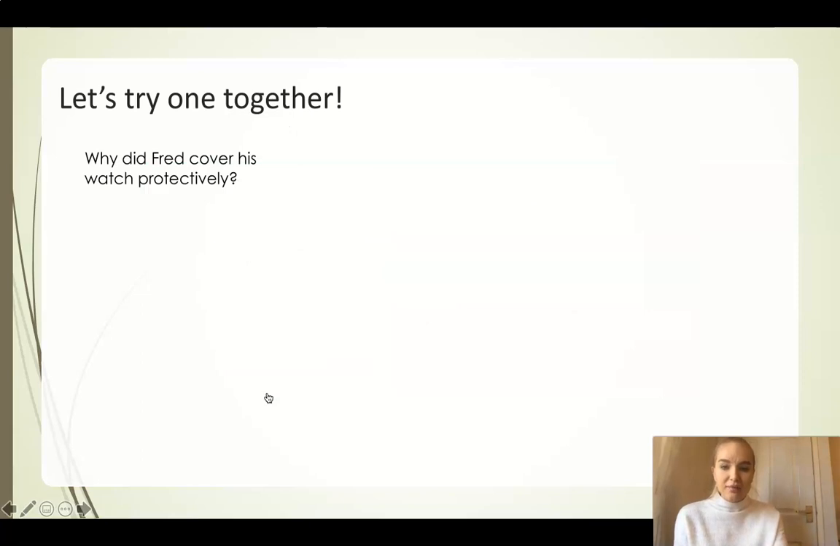So my question here is, why did Fred cover his watch protectively? Now we know it's an inference question because it has that W, it has that why, and it's also something that's not giving you an answer by looking at the text. It's something that we need to read around the text and think, what does that text tell us about why he covered his watch protectively? Because nowhere in the text does it say, Fred covered his watch protectively because. We have to be detectives and we need to read around and find all the clues that might tell us why he did that. So as always, we need to start by thinking, where is this in the text?